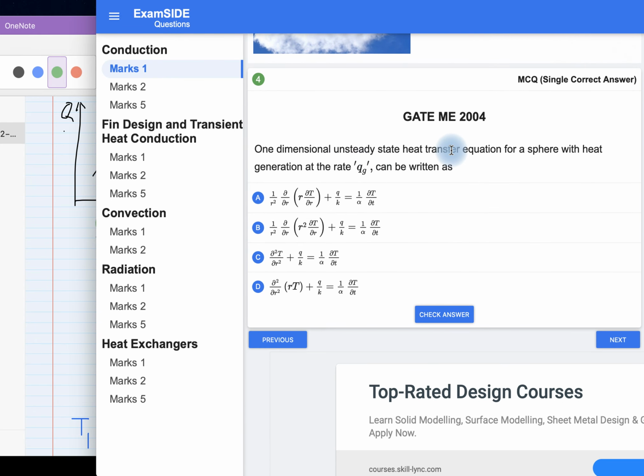One-dimensional unsteady state heat transfer equation for a sphere with heat generated at the rate of Qg can be written as. So the generalized heat conduction equation for sphere. So basically we know it, 1 upon r square will come, and it will be in this form, something like this. Q upon K plus 1 upon alpha del T by del t is similar for plane wall, cylinder, and this equation, where only this portion will change. So we will check our correct answer.